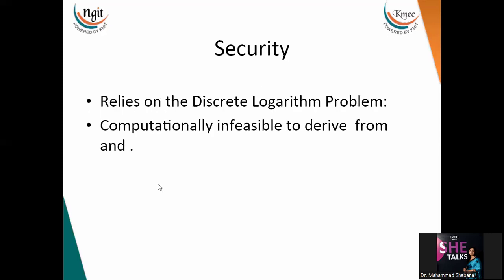The Diffie-Hellman algorithm is secure because of the discrete logarithm problem. This problem involves finding x in the equation G power x mod P, which is computationally infeasible for large values of P. Even if an attacker knows G, P, A, and B, these public values, they cannot derive the shared secret s without the private keys a or b. This ensures the confidentiality of the key exchange.